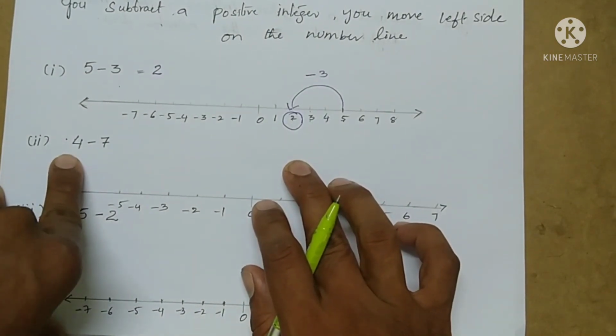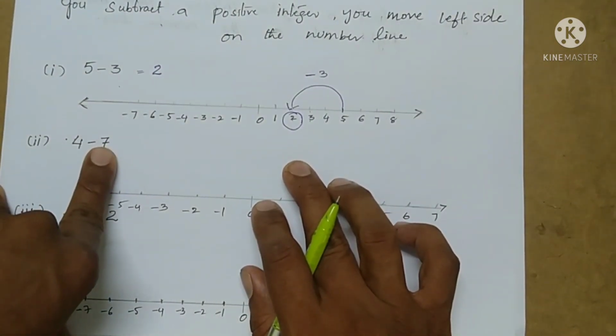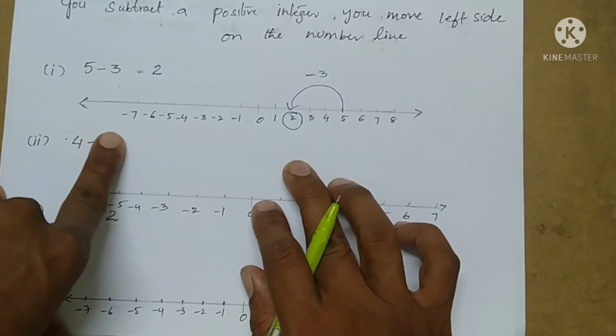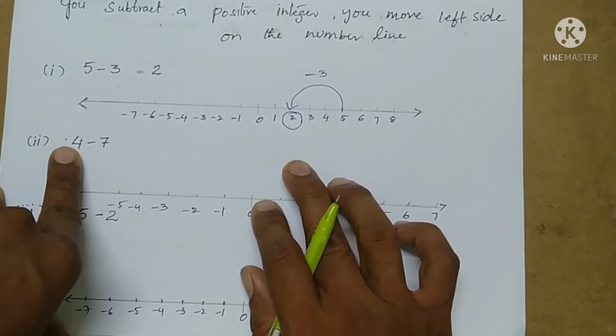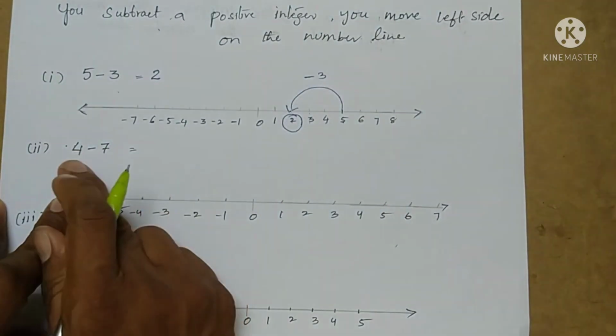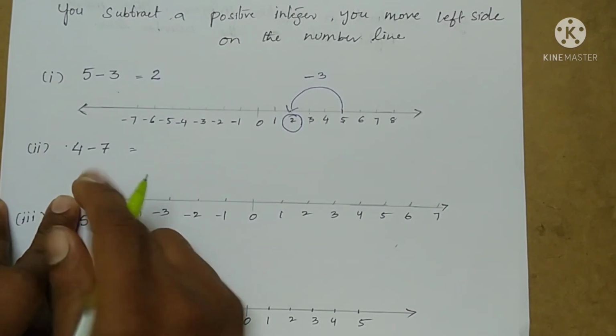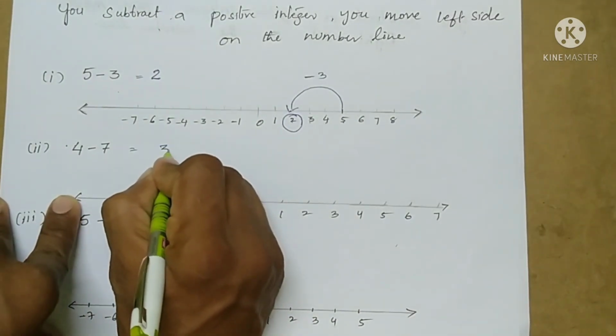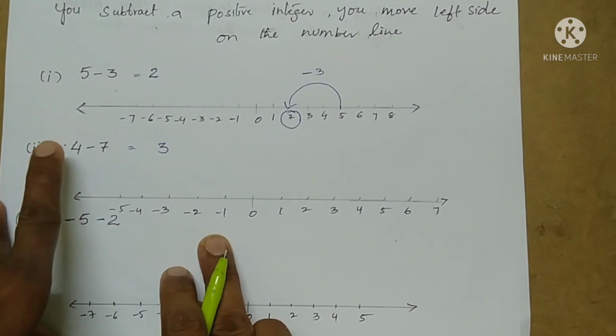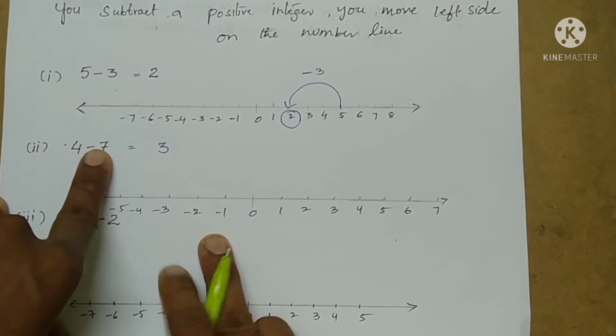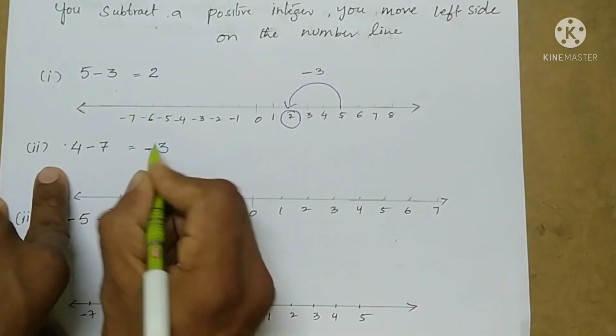Similarly, the next case is 4 minus 7. Subtract a positive integer from an integer. So here the result of 4 minus 7: 7 minus 4 is equal to 3, right? Which symbol do we have to prefer? The highest one, so that is equal to minus 3.